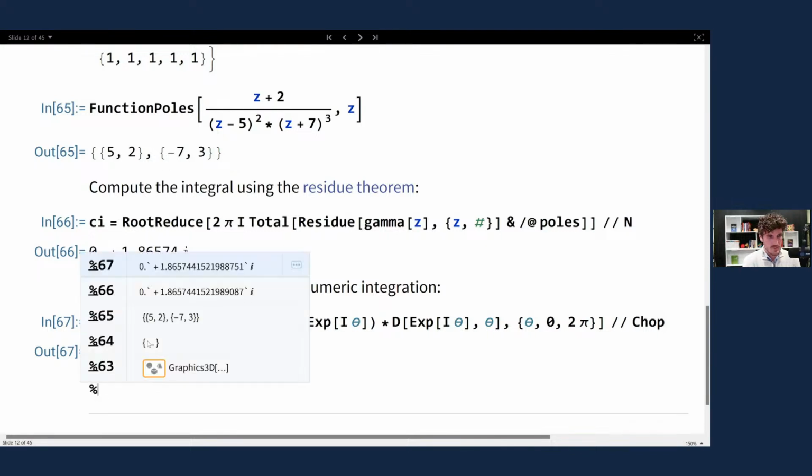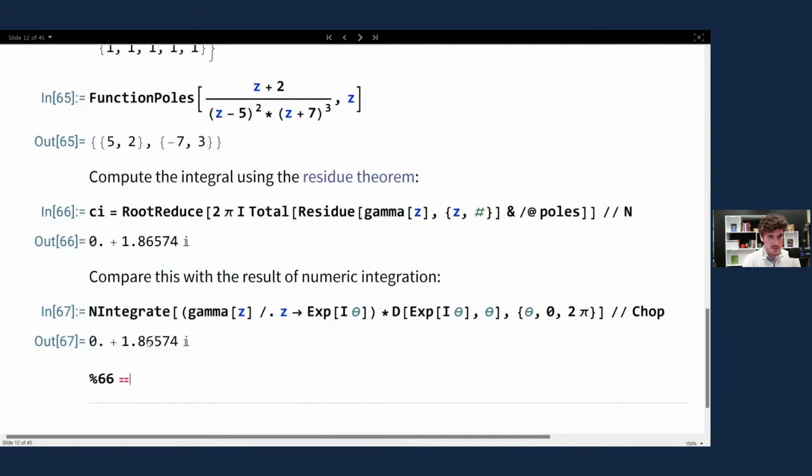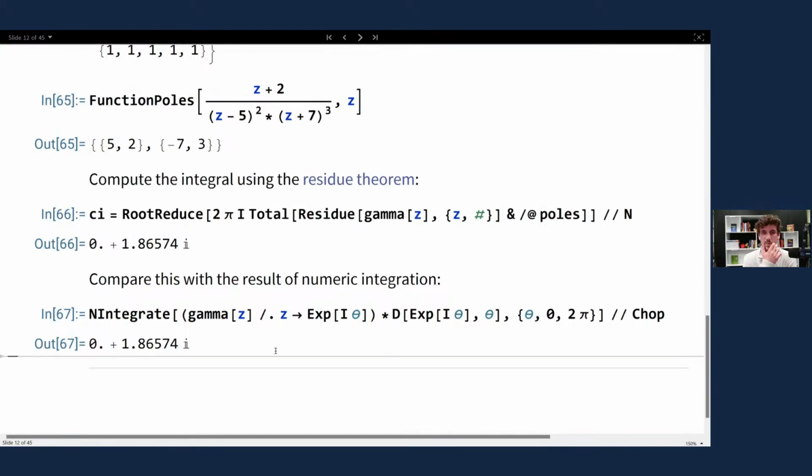I wonder if I could even use %66 to check that it's true, that this is... Okay. The reason that's happened is because NIntegrate doesn't give you a precise answer. So checking that these two things are exactly the same is not as trivial as I first thought. That's just something that comes along with numerically integrating and approximating. But as you can see, they've returned the same answer. We can be pretty happy that the residue theorem works for this function.